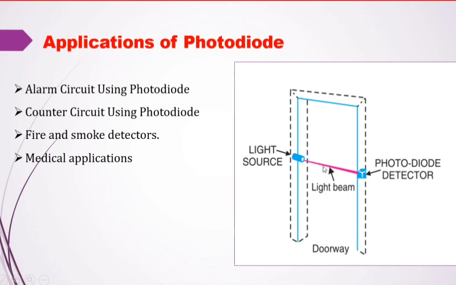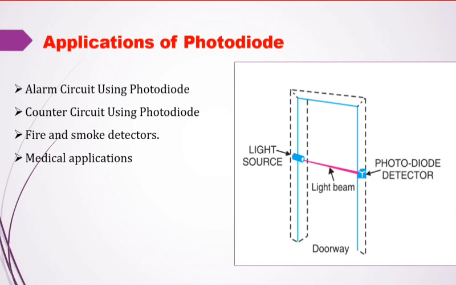If a person is crossing this line, what will happen? The light is blocked by the person. Here dark current is circulating. Then when the person has crossed, light is irradiated on the photodiode and more electrons are generated. So one count is added to the counter.